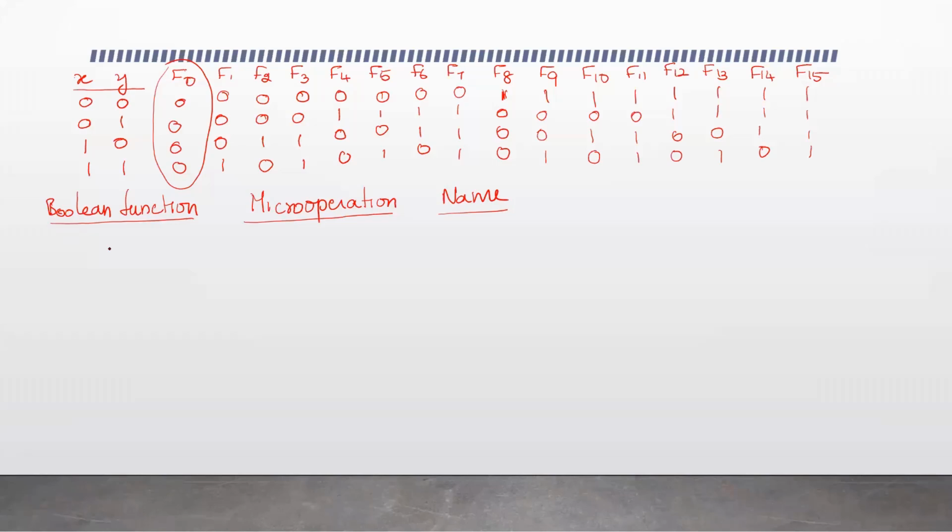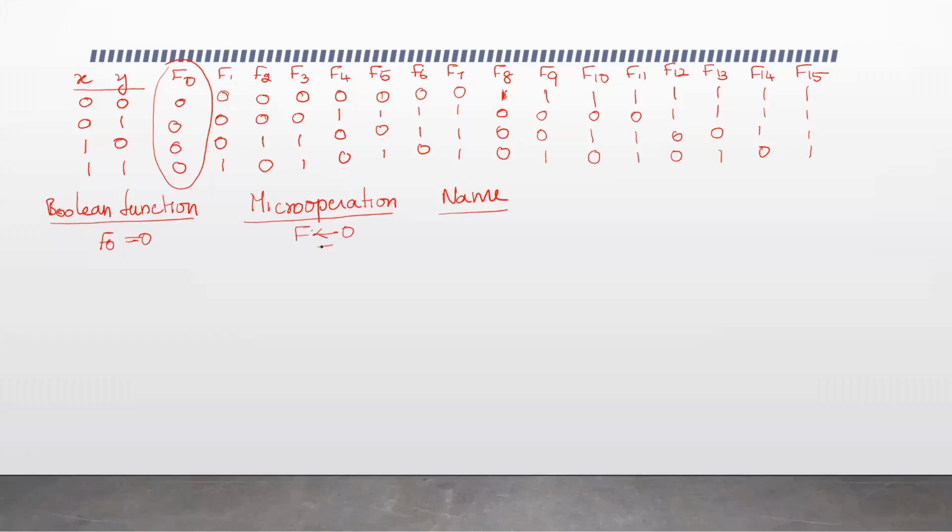So here, if you take the first column F0, all the bits are 0. What is the meaning of this? Setting the value of the bit to 0. So the function is F0, assigning the value of this function, F0 is 0. This is our micro operation performed.